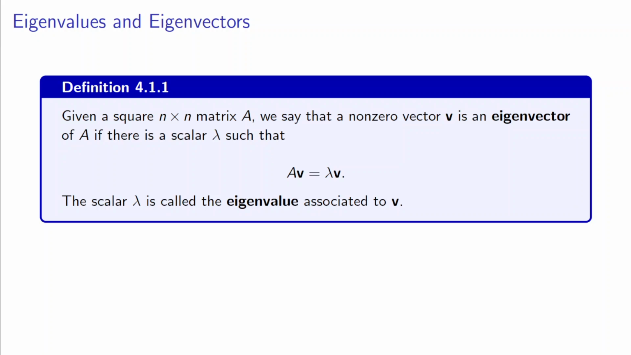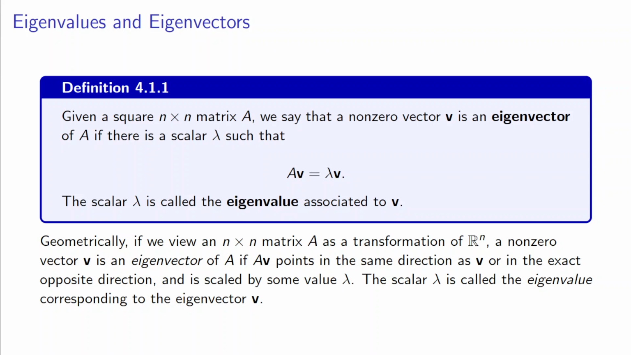To continue our discussion of eigenvalues and eigenvectors, let's formally define what we mean by eigenvalues and eigenvectors. So given a square n by n matrix A, we say that a non-zero vector v is an eigenvector of A if there is a scalar lambda such that Av equals lambda v. The scalar lambda is called the eigenvalue associated to v. And just a note here, this is the Greek letter lambda. It is a very commonly used symbol to denote eigenvalues, and we'll be using that in this class.